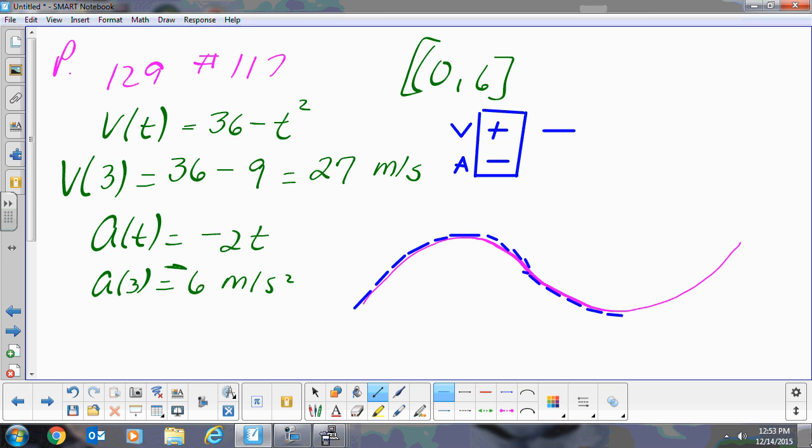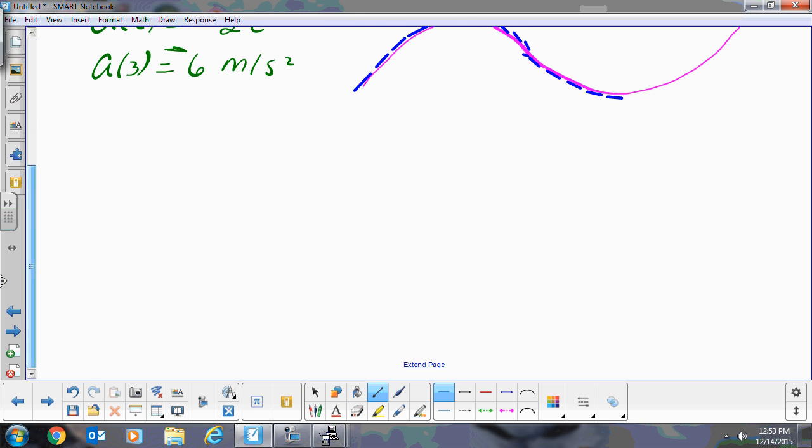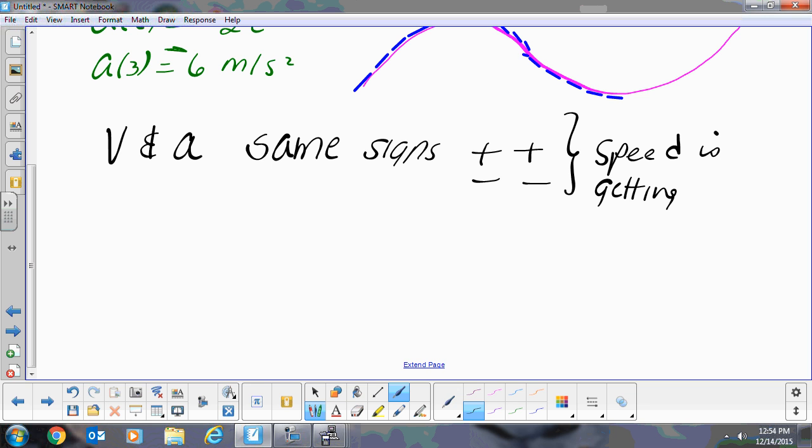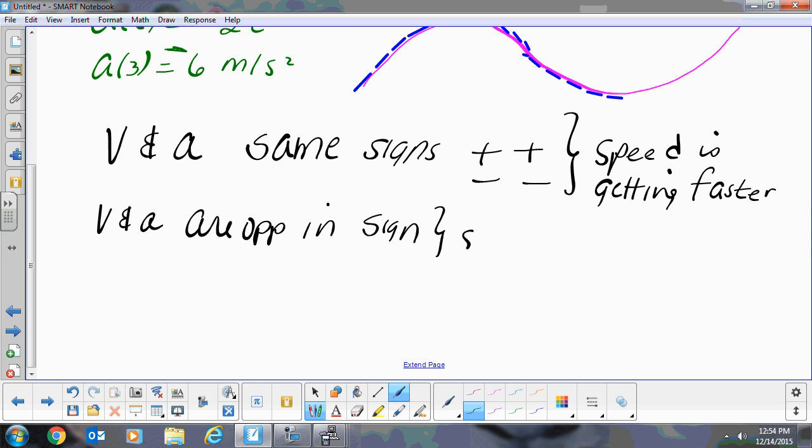All right, how about the curve sketch worksheet? Do we need to go there? Okay, so here's the deal. And I will have a nice big worksheet on this second semester. When the velocity and acceleration are the same signs, that means positive, positive, negative, negative. That means that the speed, the absolute value of velocity, is getting faster. Doesn't that make sense? When you accelerate, they have to be the same sign. When the velocity and acceleration are opposite in sign, then that means the speed is slowing down.